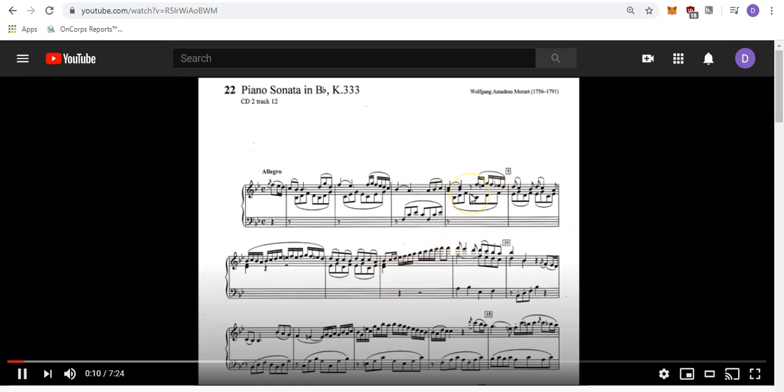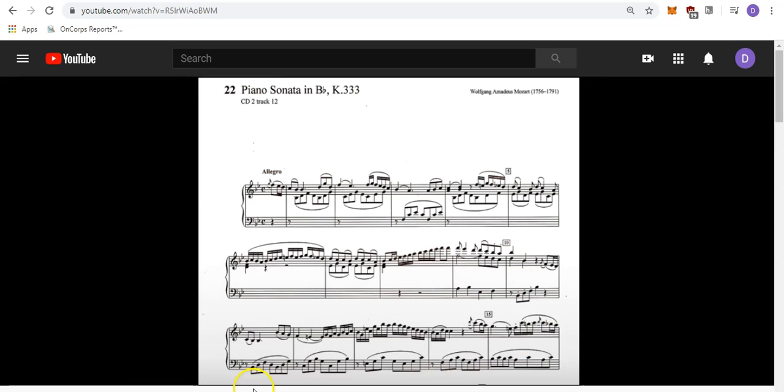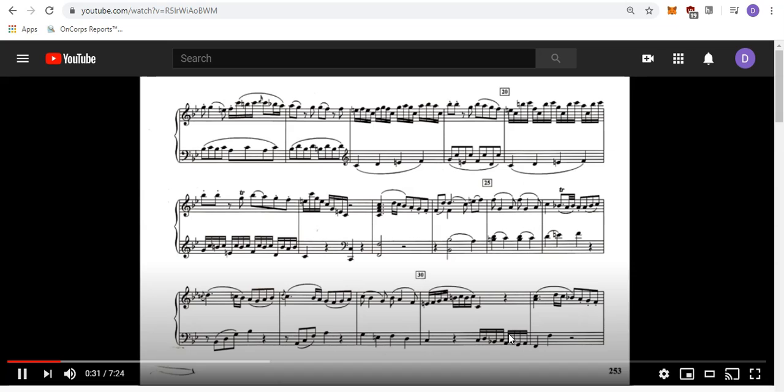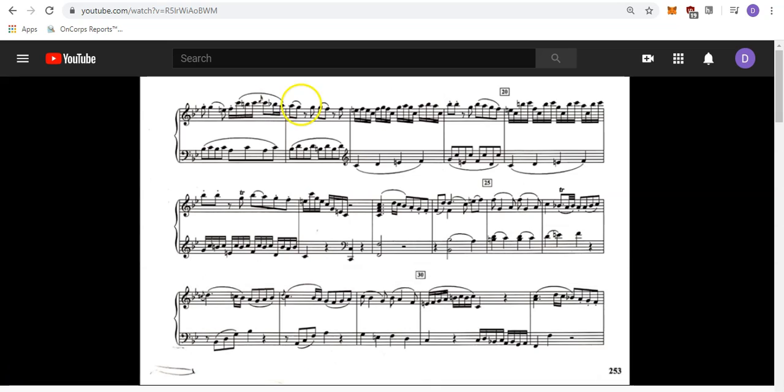Imperfect authentic cadence. And then right here at measure 10 is the perfect authentic. And then notice the E natural here. And E naturals persist. We get occasional B naturals, but they're immediately canceled out with B flats.